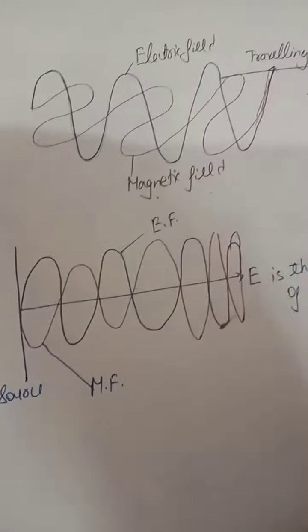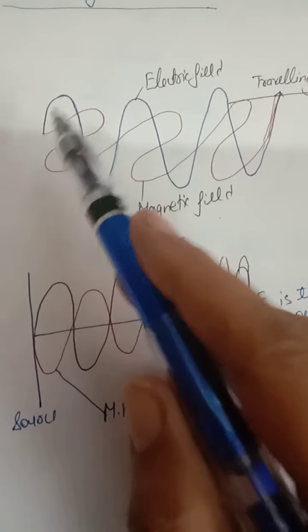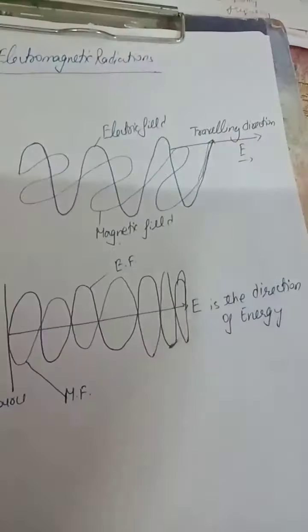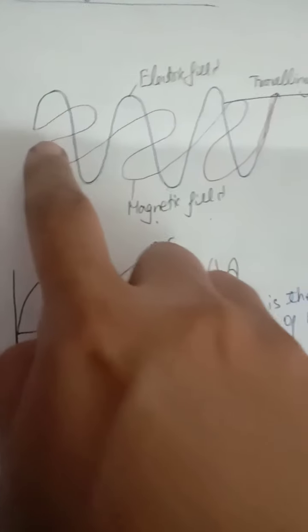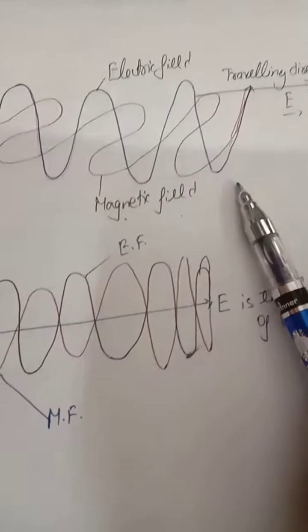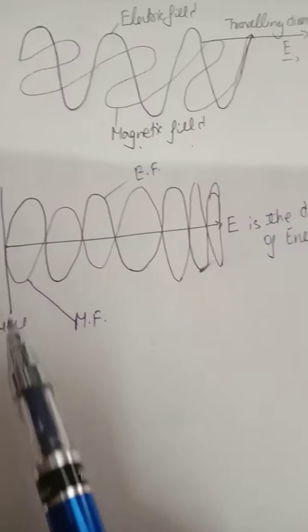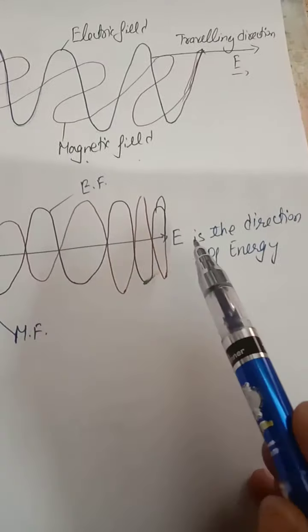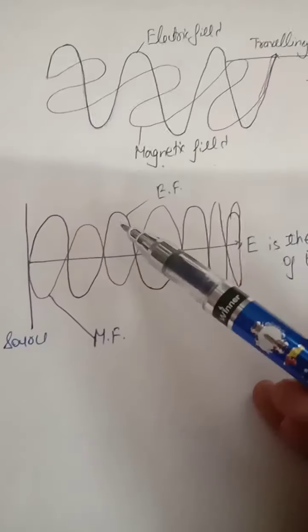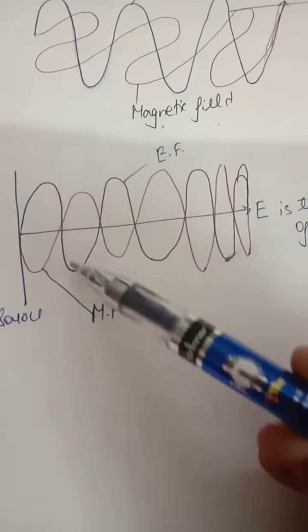I have tried to show it here in this manner also. Suppose this one is moving in a zigzag manner, and then another is moving in this manner, like a snake traveling. So these both are perpendicular to one another, and this is the source of radiation, and this straight line is the direction of energy, and this one is the electric field applied, and this one is magnetic field which is perpendicular.